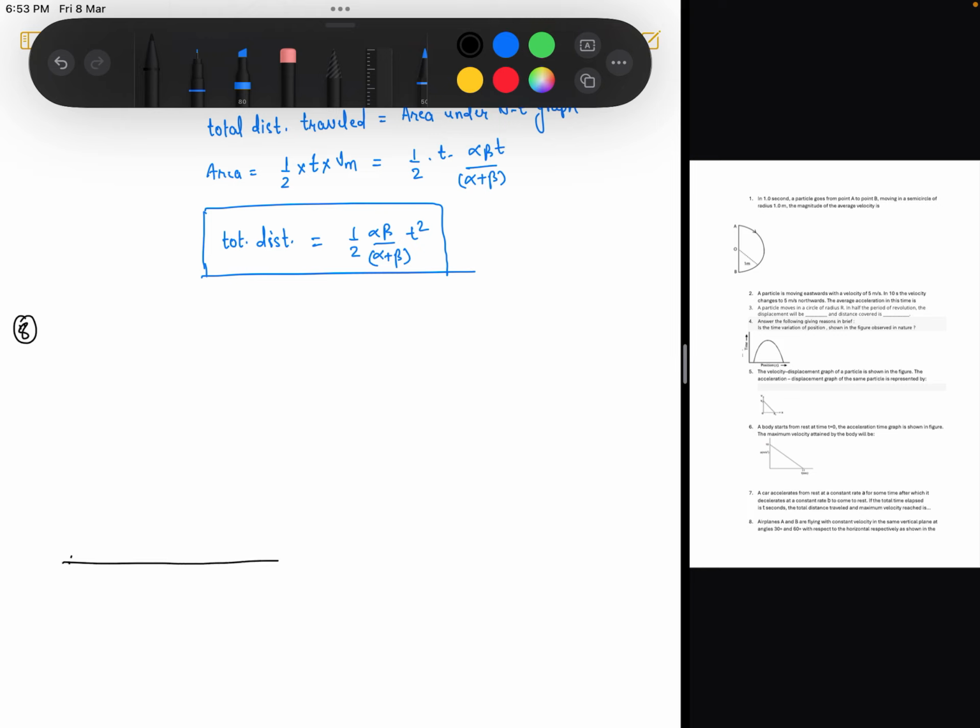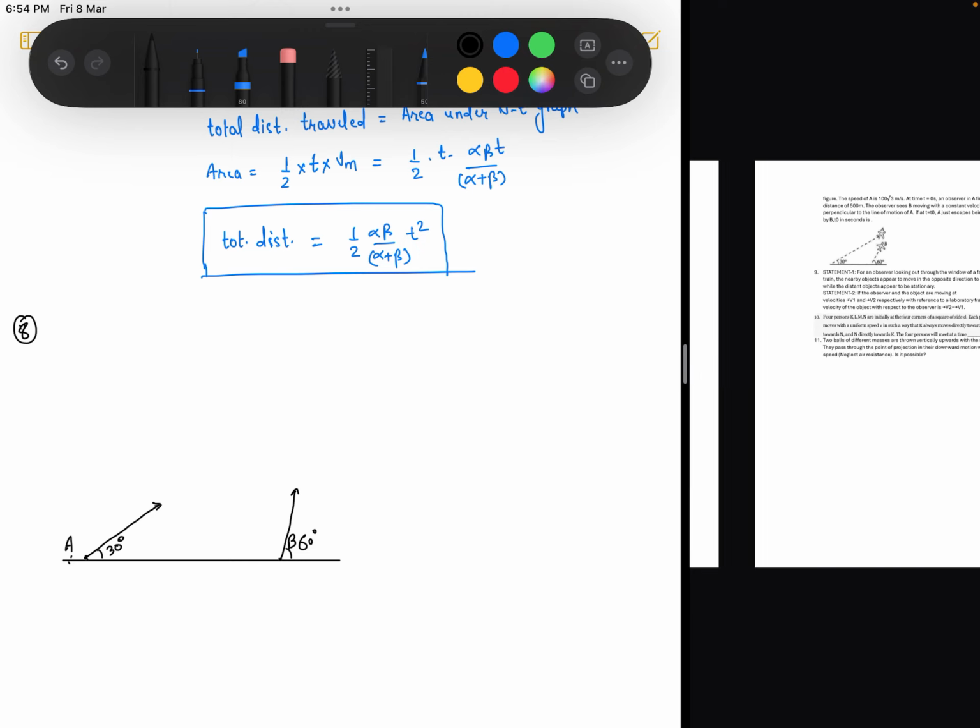We will draw the diagram. This is A, this is B, and the aeroplane A is moving at an angle of 30 degree. So let us put that it is moving in this direction at 30 degree, and this B aeroplane is moving in this direction at an angle of 60 degree.